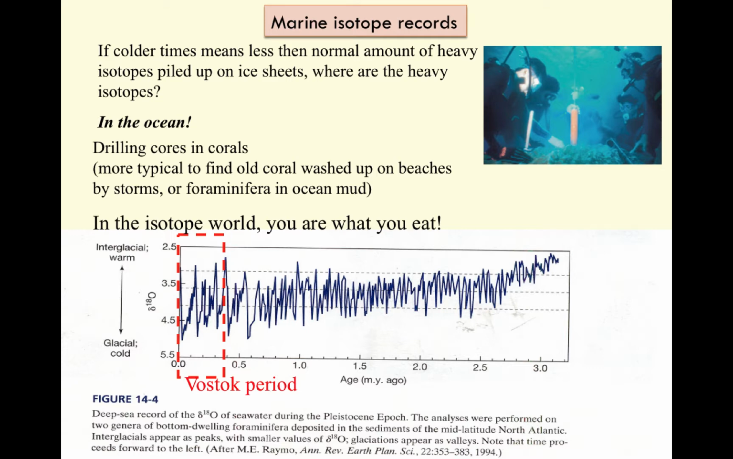ice sheets. Where are the heavy isotopes? They must have fallen in the ocean. So you could look at drilling cores and corals. They're not going to go back nearly as far. This particular record, as I mentioned, is looking at the deep sea record of seawater as analyzed by looking at the ocean sediments there and looking at the biology, because in the isotope world, you are what you eat. So anytime those animals are around, they're taking in the isotopic concentration in the oceans at the time. When they die, that signal is sequestered with them. They pile up over time, in this case more than 3 million years, and we can dig them up and look at the isotopes within them and infer temperature from there.